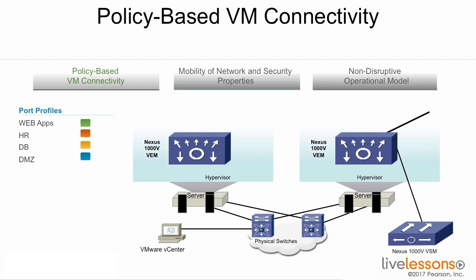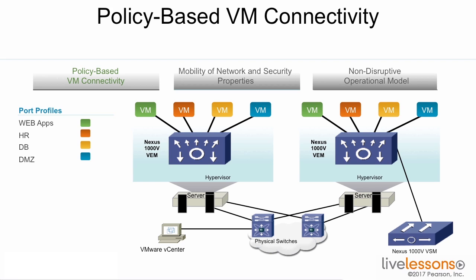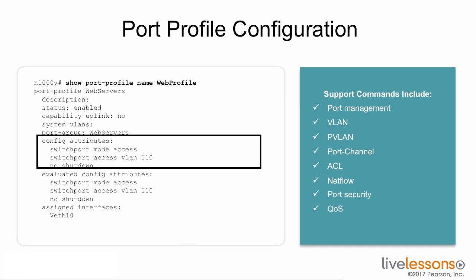The Nexus 1000V allows you to have policy-based VM connectivity. In the Nexus 1000V, you can define port policies that are applied directly in vCenter. These policies can be defined by the network administrator and can include VLANs, private VLANs, port channels, ACLs, NetFlow, port security, and quality of service.